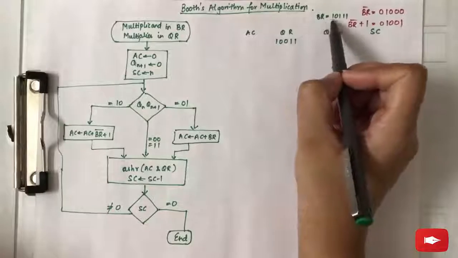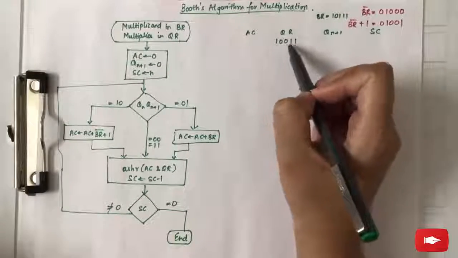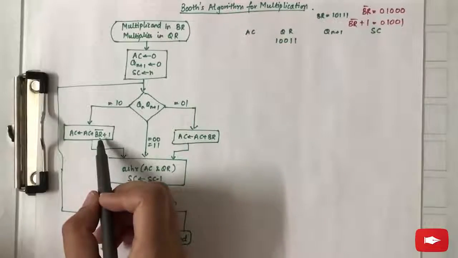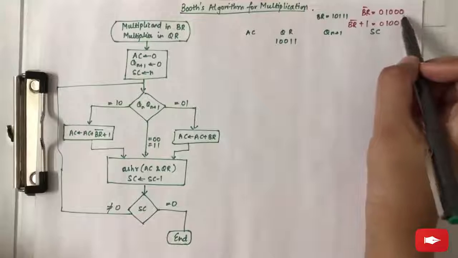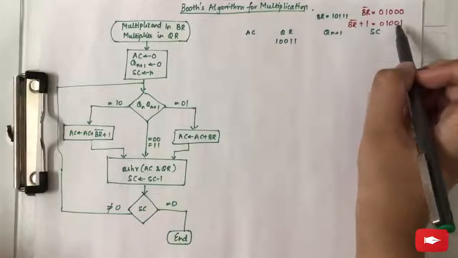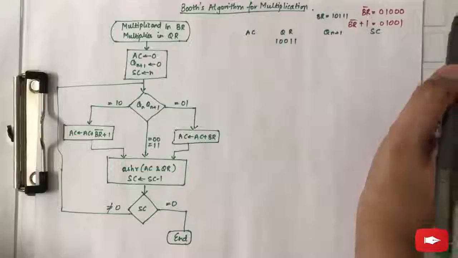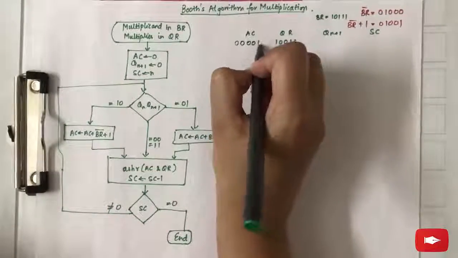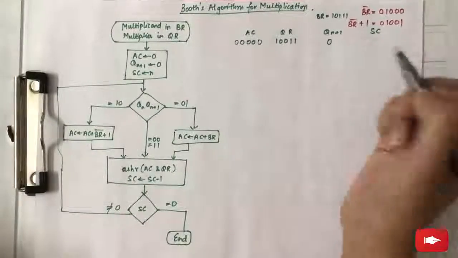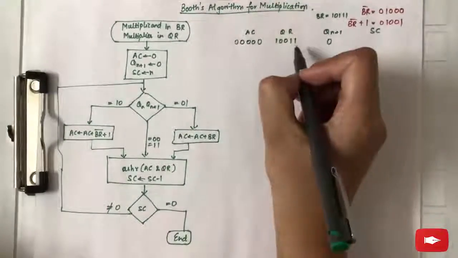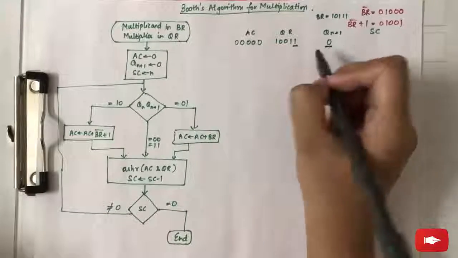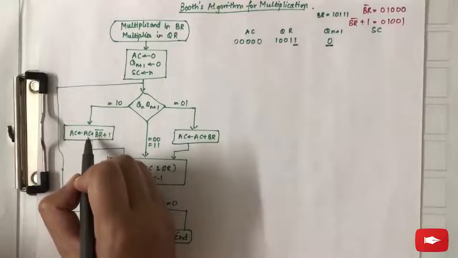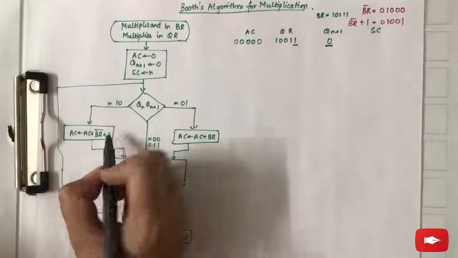We have two numbers, BR, which is 10111, and QR, 10011. They need to be multiplied. Now, because we need the complement of BR, we've already found here the complement and the 2's complement and kept them ready for the computations. Now, initially AC is 0, QR has this value, and Qn plus 1 is also 0. Now, checking Qn and Qn plus 1, it is 1, 0.